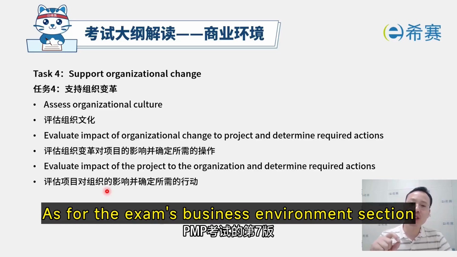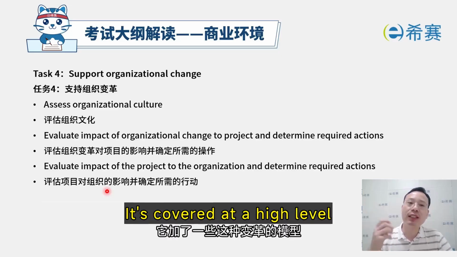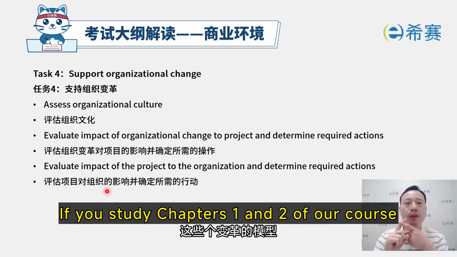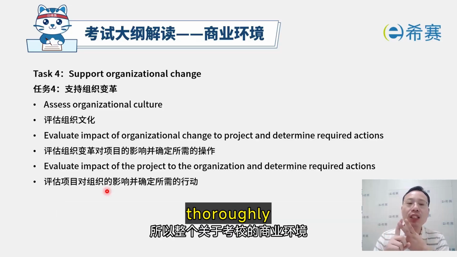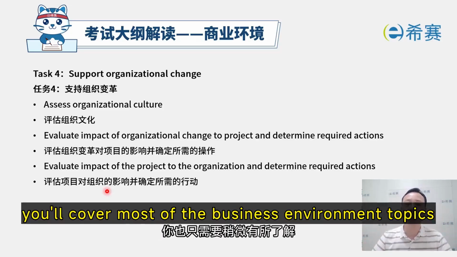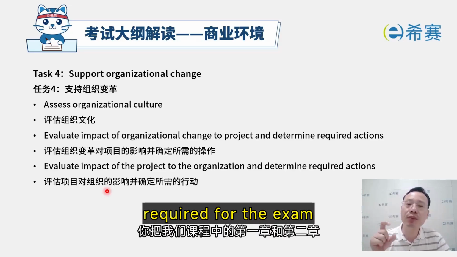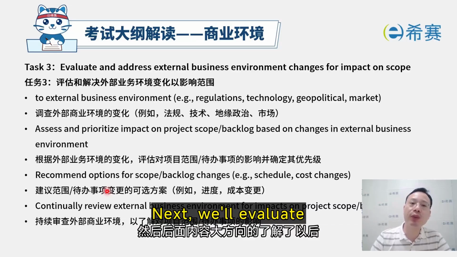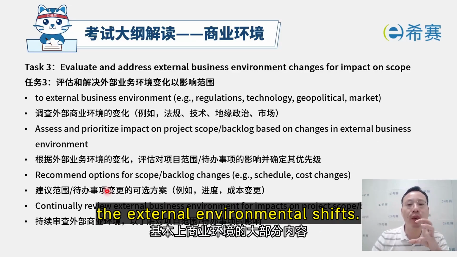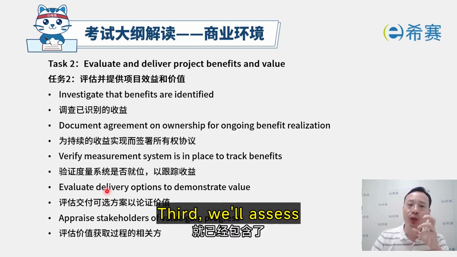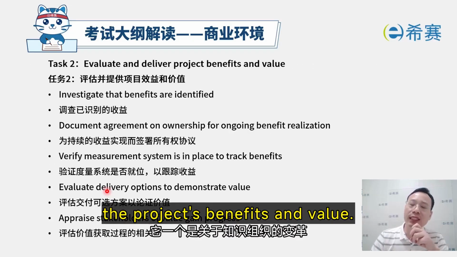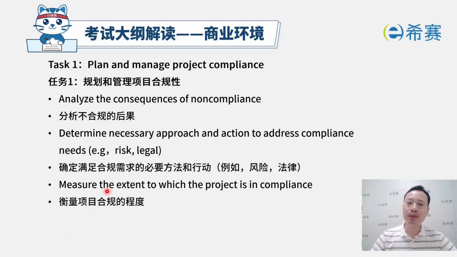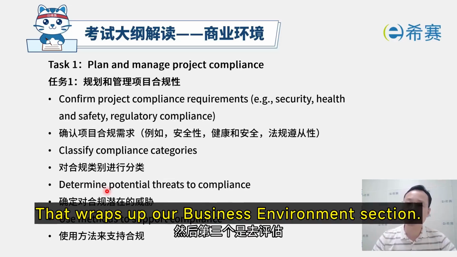As for the exam's business environment section, it's covered at a high level. You just need a general grasp. If you study chapters 1 and 2 of our course thoroughly and get an overview of the rest, you'll cover most of the business environment topics required for the exam. First, we'll discuss the transformation of knowledge organization. Next, we'll evaluate the external environmental shifts. Third, we'll assess the project's benefits and value. Lastly, we'll conduct a compliance check. Alright, that wraps up our business environment section.